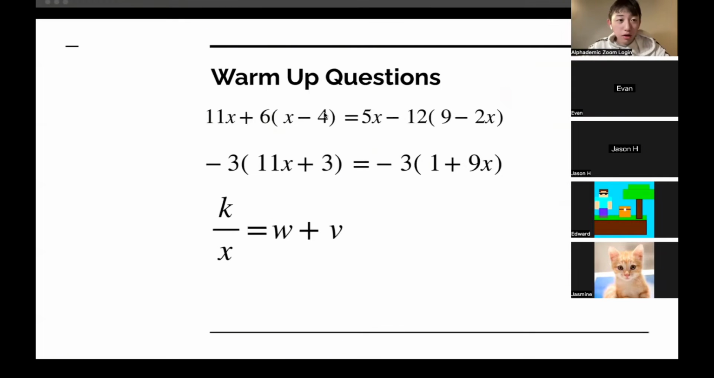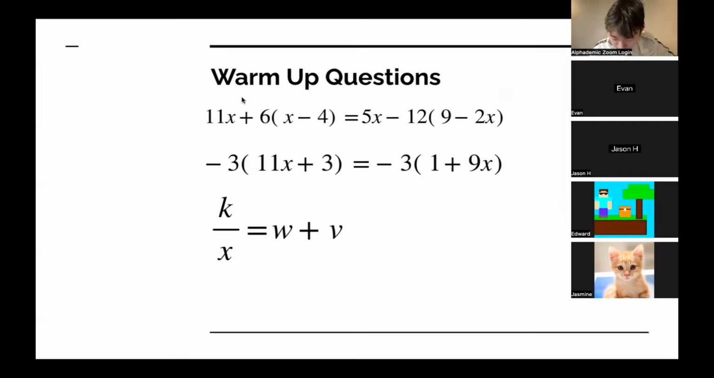All right, now on to number 2. So for number 2, again, it's the same principle. We want to first distribute the -3 into the parentheses. So what we have is -33x minus 9 equals -3 minus 27x.